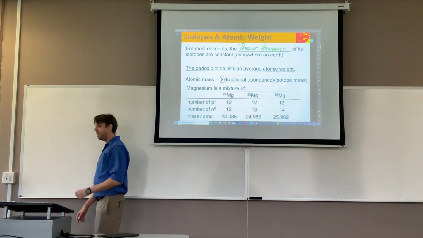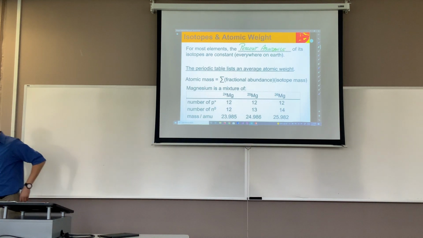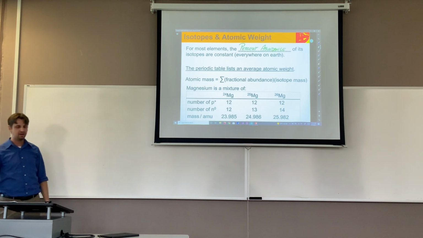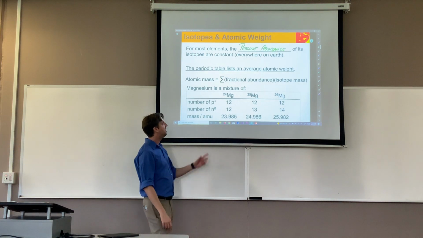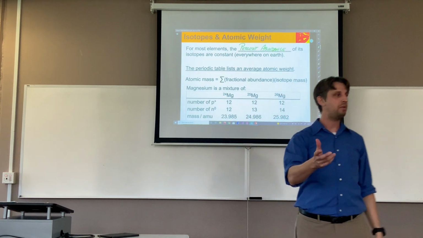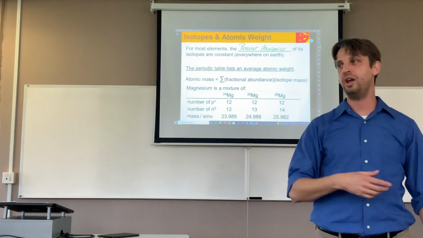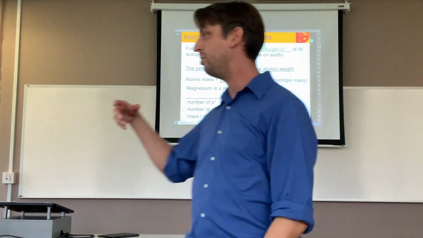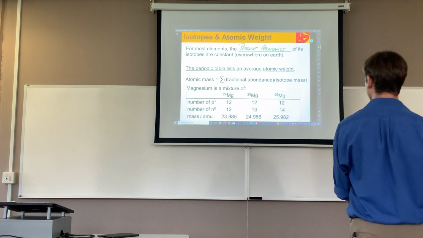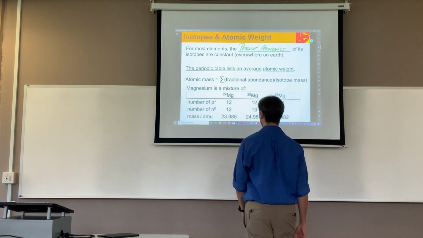That statement there that's underlined is important. The periodic table displays an average atomic weight, okay? So it's the weight of carbon 12 times its percentage, plus the weight of carbon 13 times its percentage, and that's the atomic mass, okay?